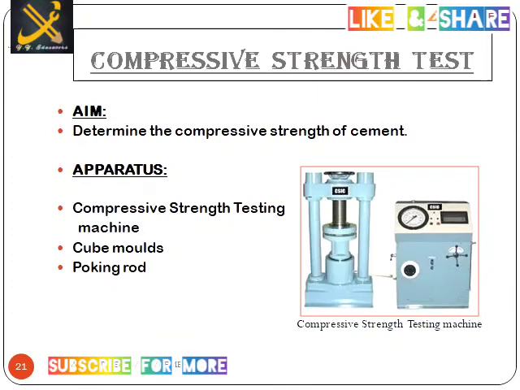Next is compressive strength test. The aim is to determine the compressive strength of cement. The apparatus required for this test is the compressive strength testing machine, cube molds, and the poking rods. This is the compressive strength testing machine to find out the compressive strength of the cement and the concrete.